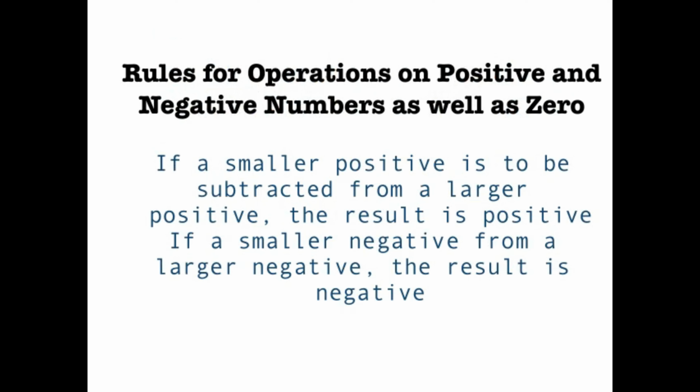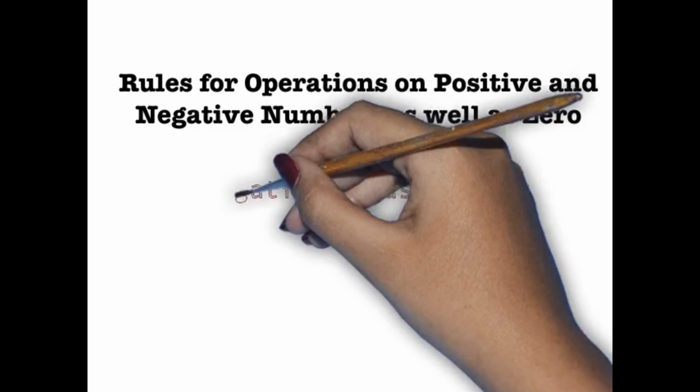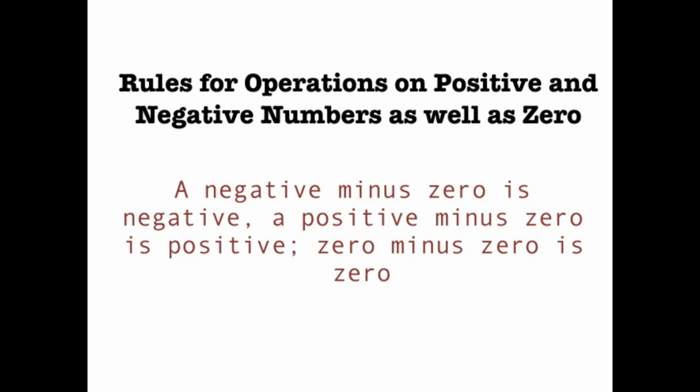If a smaller positive is to be subtracted from a larger positive, the result is positive. If a smaller negative from a larger negative, the result is negative. If a larger negative or positive is to be reversed, negative becomes positive and positive negative. A negative minus 0 is negative. A positive minus 0 is positive. 0 minus 0 is 0.